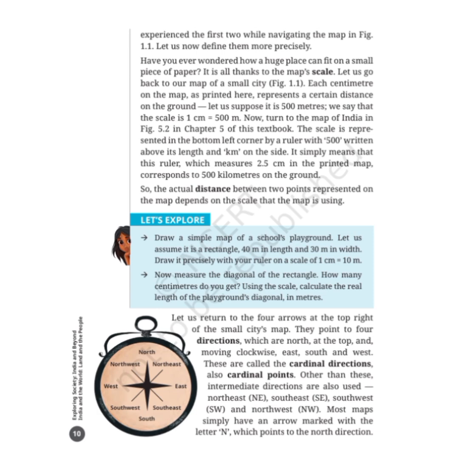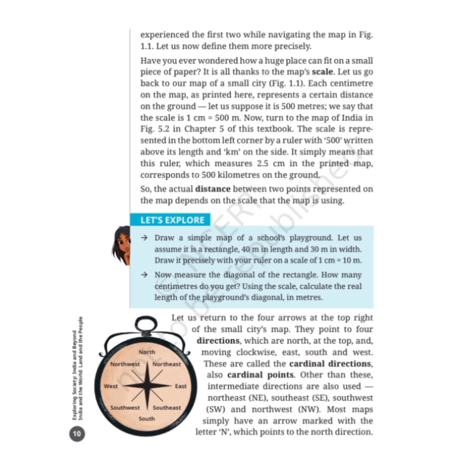Now, turn to the map of India in Fig 5.2 in Chapter 5 of this textbook. The scale is represented in the bottom left corner by a ruler with 500 written above its length and kms on the side. It simply means that this ruler, which measures 2.5 centimeters in the printed map, corresponds to 500 kilometers on the ground. So, the actual distance between 2 points represented on the map depends on the scale that the map is using.